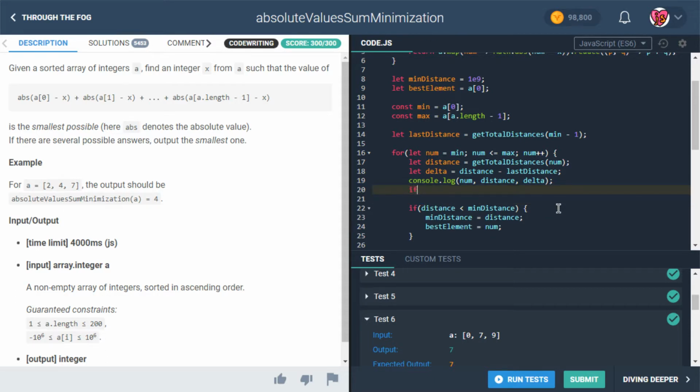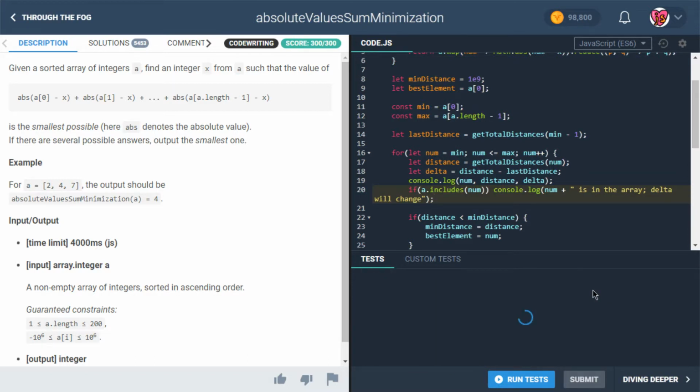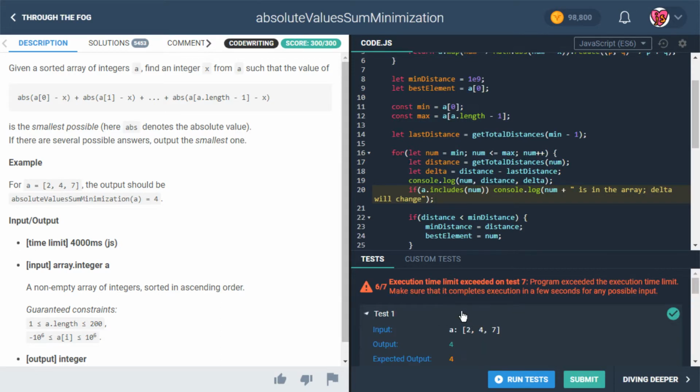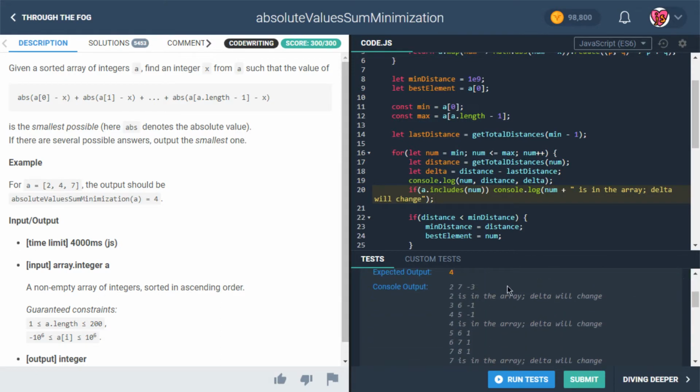So we could do something like this. If a dot includes num, then we'll do another console.log, and it'll say something like "num is in the array, delta will change." That's going to be our little prophecy here, and we'll see if it comes true. We're console logging quite a bit now. We're writing a short novel with some of these. So, okay, cool. 2 is in the array, delta will change. And it did. It went from -3 to -1. And then it doesn't change after that. 4 is in the array, delta will change. -1 to 1. Okay, cool.